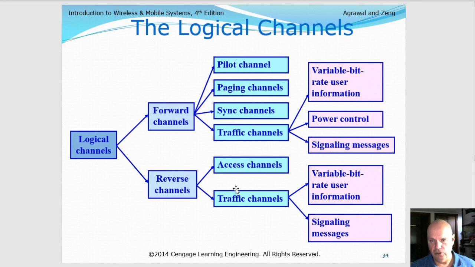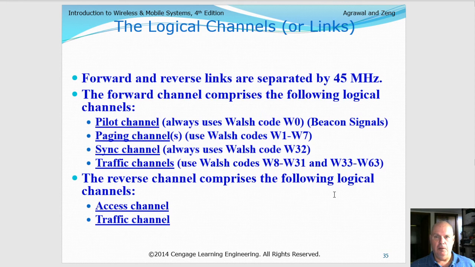And then the reverse channels, you had what were known as access channels, for a mobile system to request access to the system or request a particular channel. And then the traffic channels are similar to those for the base station. The forward and reverse links, so you had 10 frequency channels in each direction. They were separated by 45 megahertz.